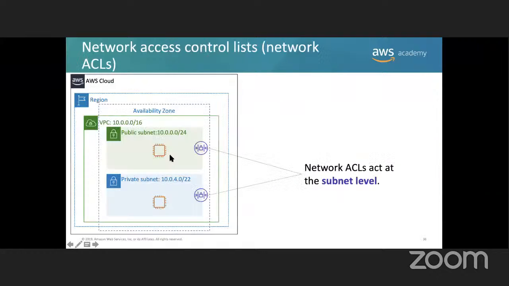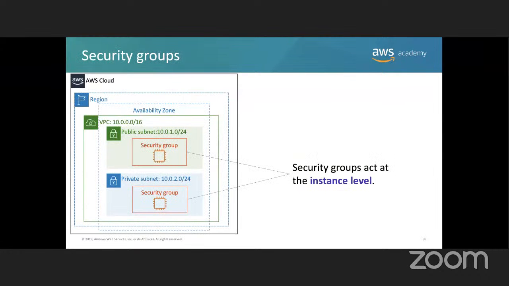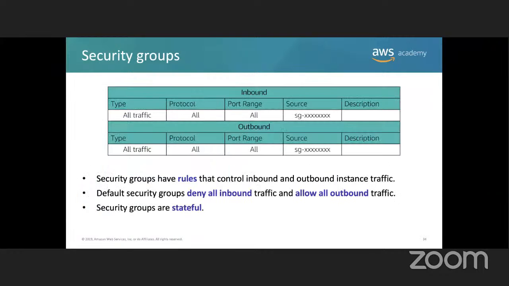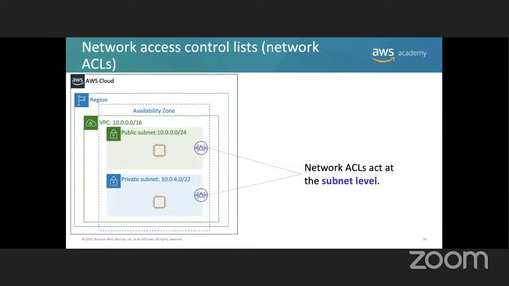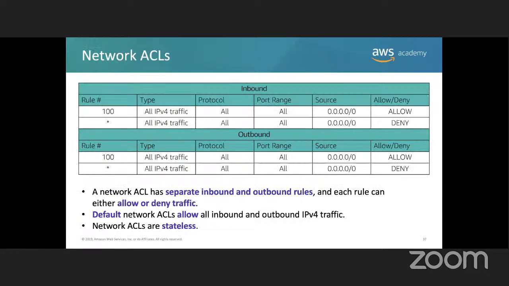Okay. We also have NACLs. NACLs is Network Access Control List, and they act at the subnet level. Security groups at the instance level, NACLs at the subnet level. It's another extra layer of security for your subnets. And the subnets, by default, allow inbound traffic and outbound traffic. So you have to go in and allow or deny.